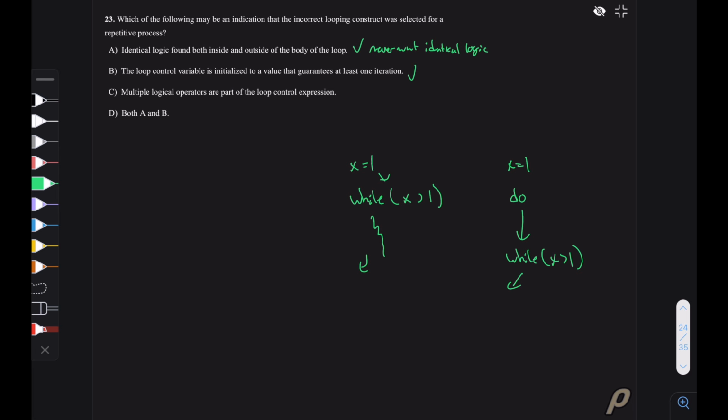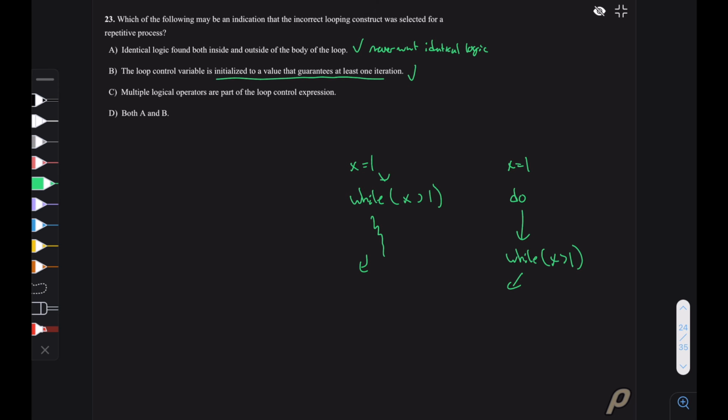Although this example is not great because it's talking about the loop control variable being initialized to a value. Yeah, I don't know. This is a weird one. It kind of trips me up a little bit. But basically, like I said, I think what this is referring to is that we're guaranteeing one iteration, and we should never guarantee an iteration. If we don't want to loop, then we shouldn't have to loop. So I think that's kind of what they're going for. B is a correct answer because it shows that we used the wrong looping construct.